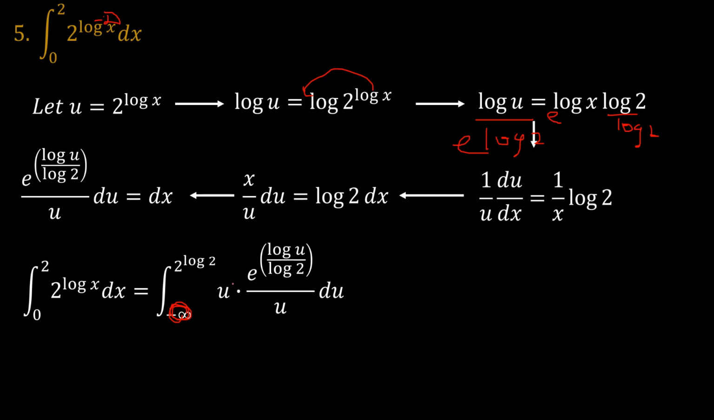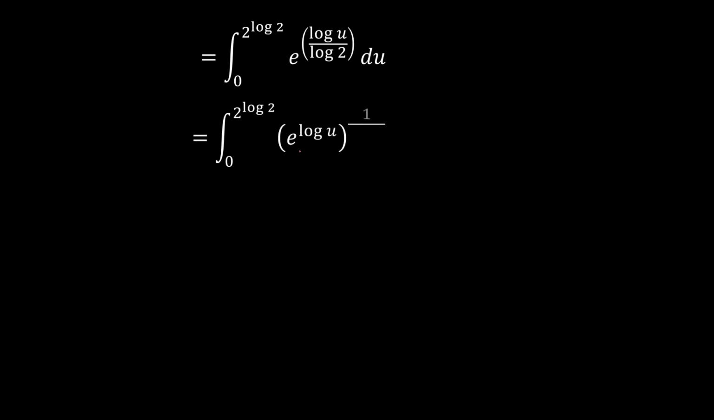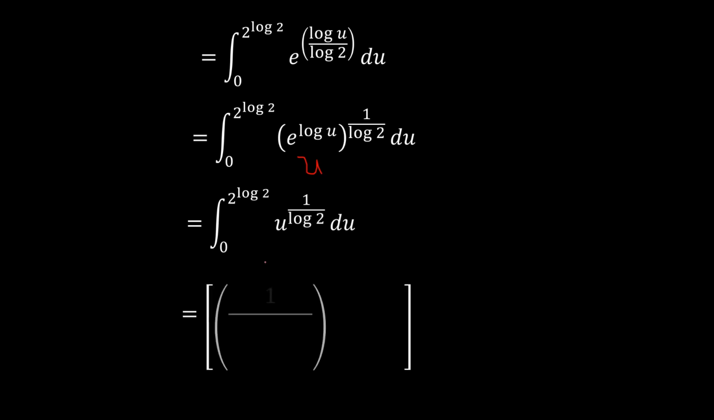Now we are integrating u, which is this, and then in place of dx we have this, and so the u's cancel. And so we are left with the integral of e to the power log u over log 2, with the limits 0 and 2 to the power log 2. Now we can simplify this further by pulling 1 over log 2 out of our indices here. So we're left with e to the power log u, and we know this is the same as u. So our integral is the same as u to the power 1 over log 2, with the limits applied appropriately.